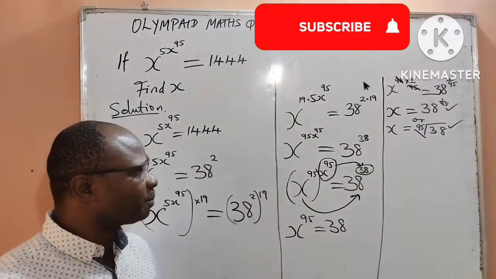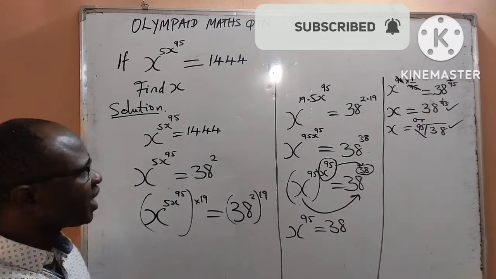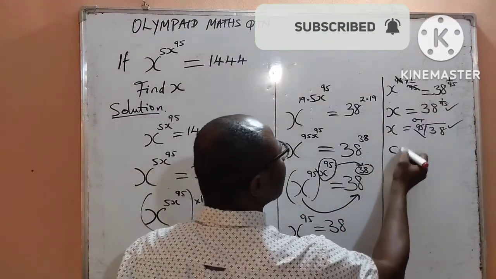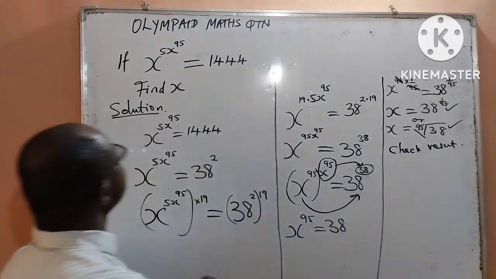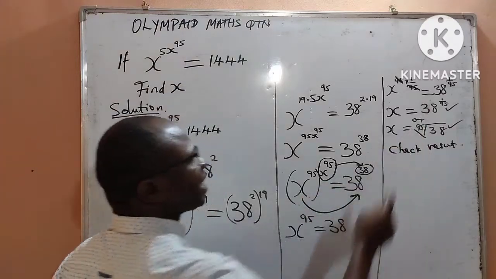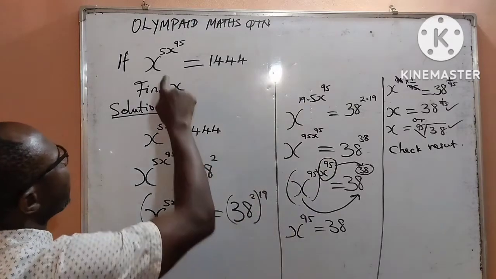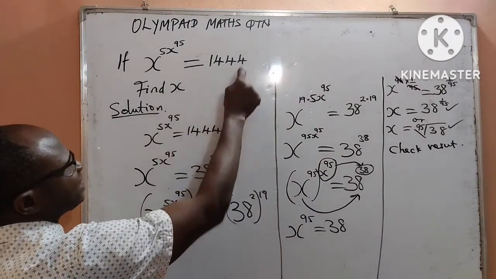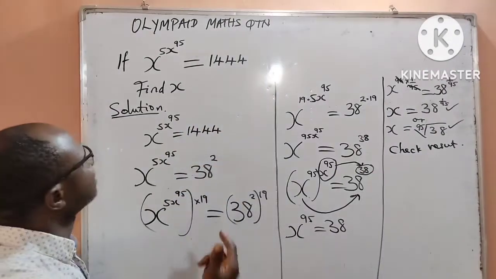But I want us to briefly check the answer that we have solved. How do we check the answer? We can now say check result. Anywhere I see x in the question, I substitute the value 95th root of 38. But remember, our target is to see if we can get 1444 by the right hand side.